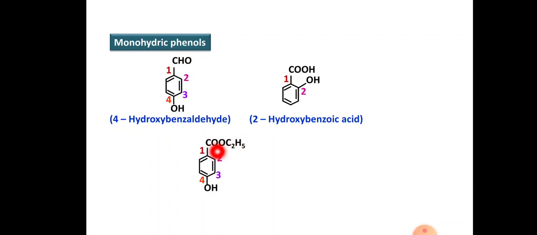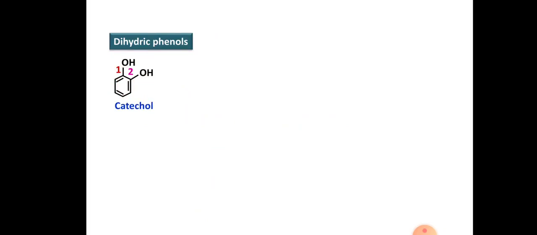One more ester group, then it always gives first number 1, 2, 3, 4, and the name of this compound is 4-hydroxyethyl benzoate. These are the examples of the monohydric phenol. Now the next, dihydric phenol. Dihydric phenol means benzene containing 2 hydroxyl groups. Here 1 and 2, that means catechol. The name of this compound is catechol, or it is benzene 1,2-diol.